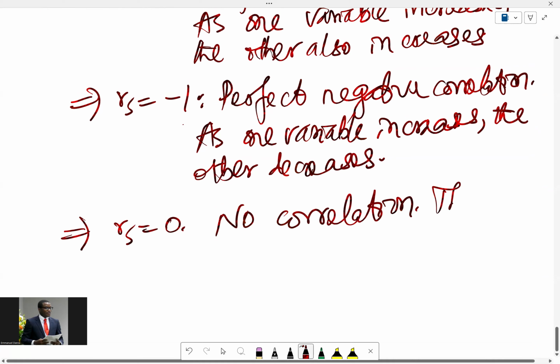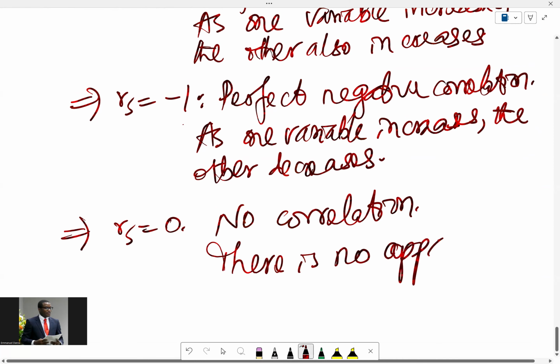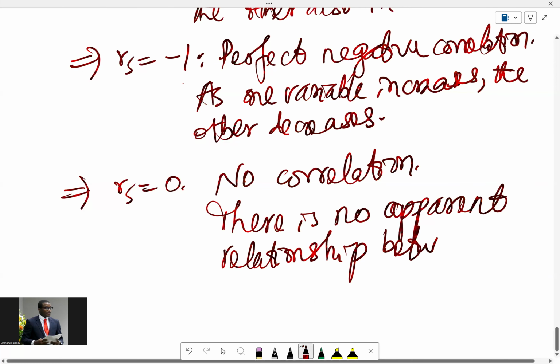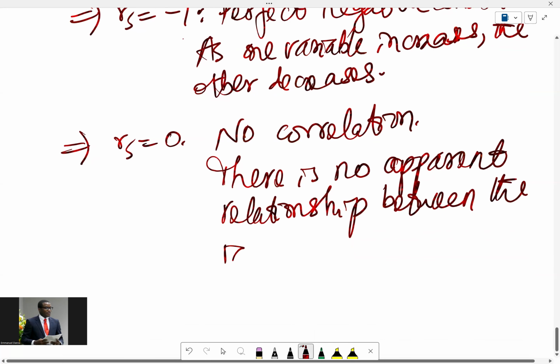So here, there is no apparent relationship between the ranks of the two variables.